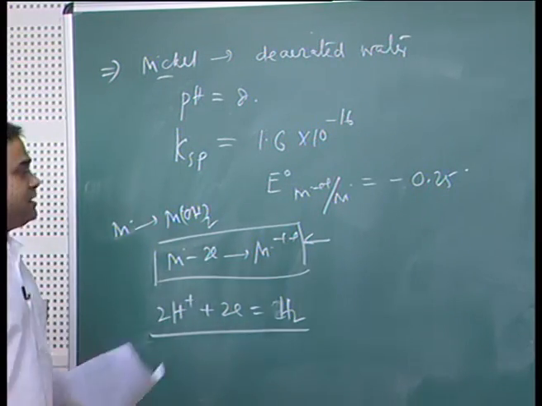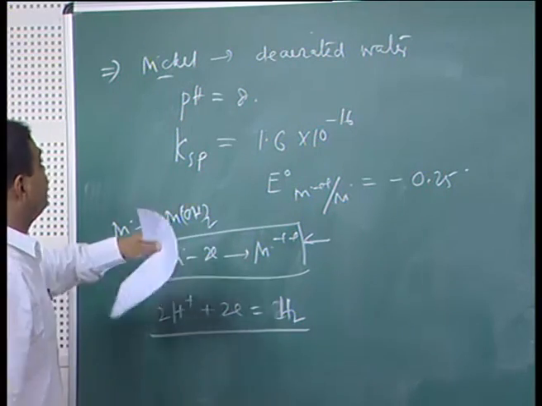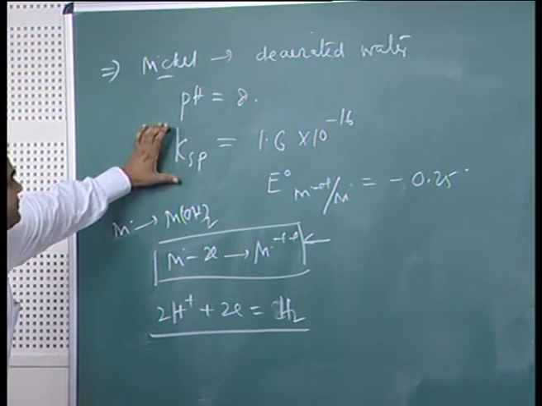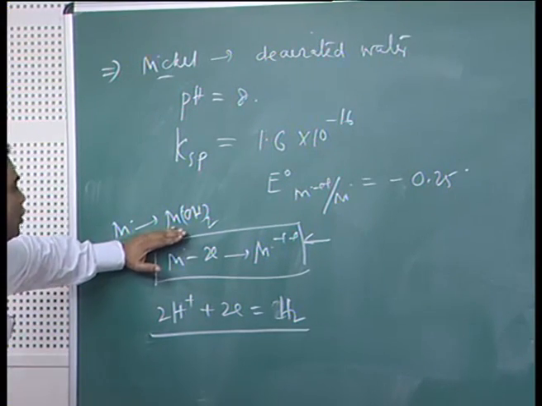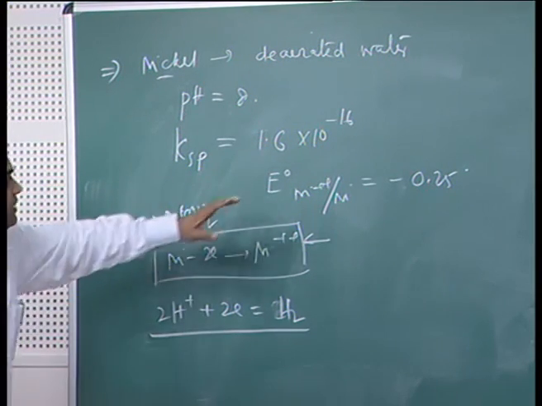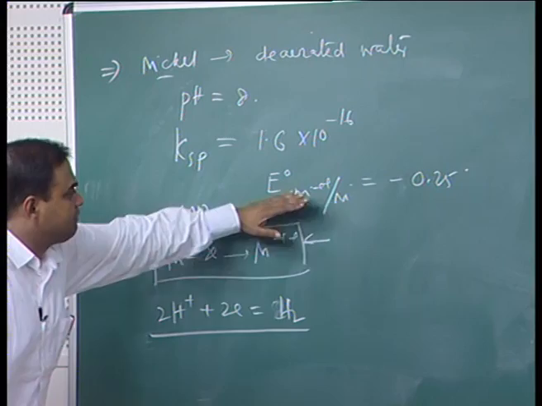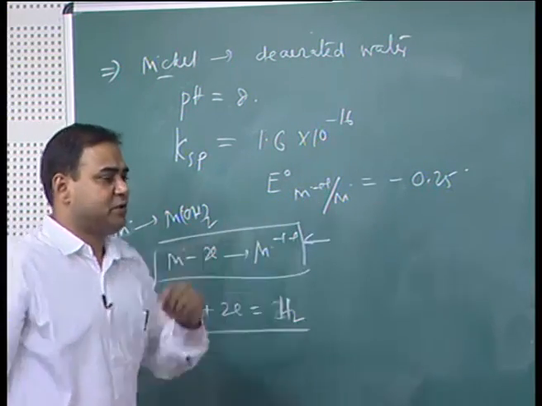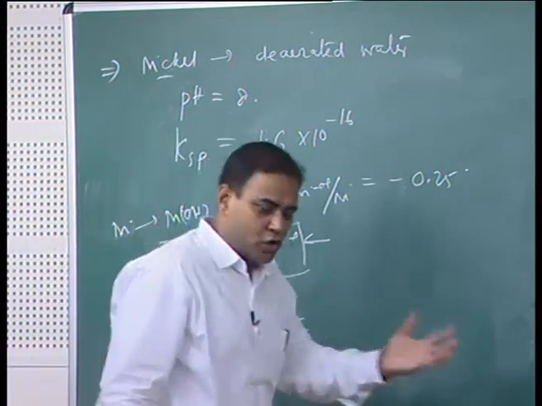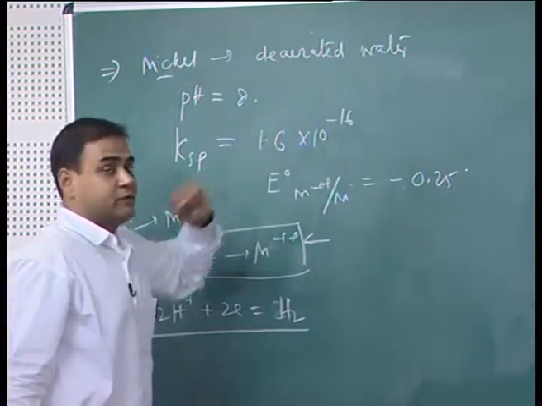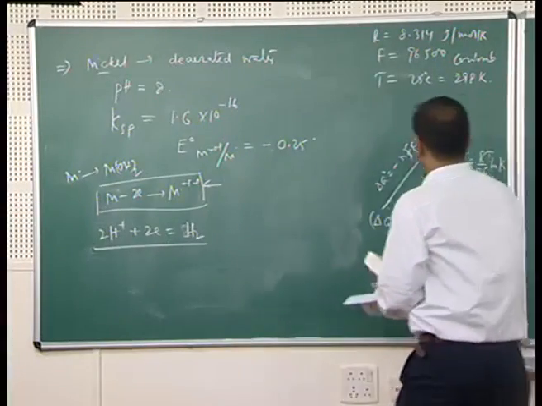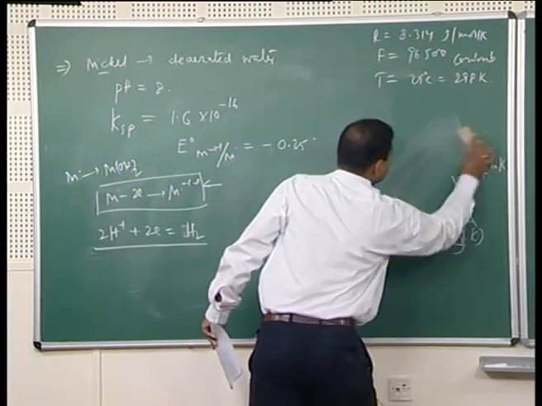So the main question is, we need to find, with this set of conditions, if the pH is 8, if the solubility product of Ni(OH)2 is 1.68 times 10 to the minus 16, and the standard reduction potential of Ni2+ / Ni equal to minus 0.25, whether the nickel has any tendency to corrode in the solution, which is deaerated water. Now let us try to solve this. Now let me remove this.